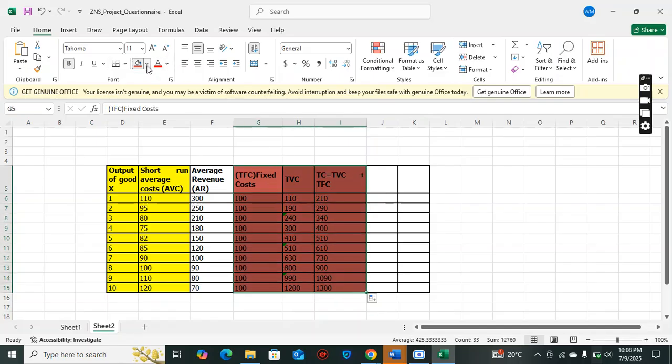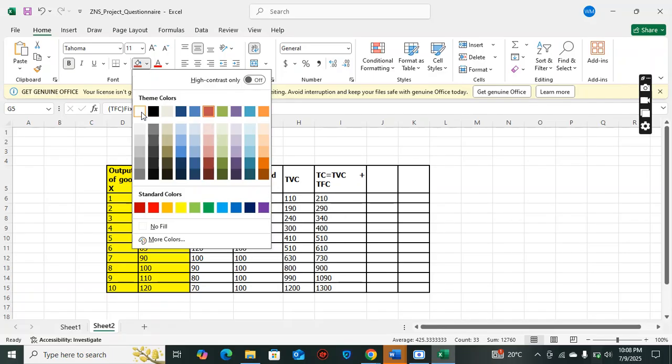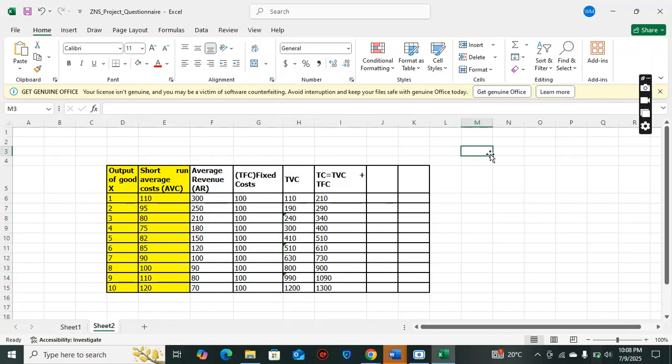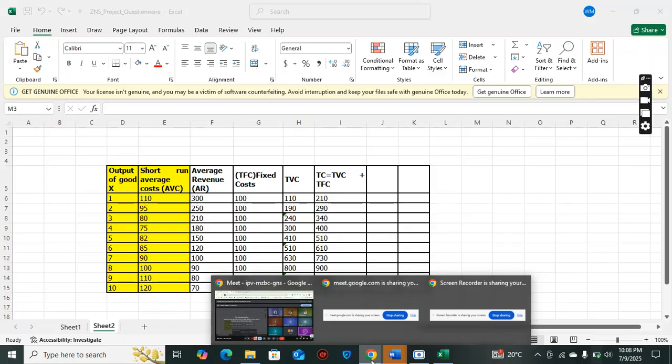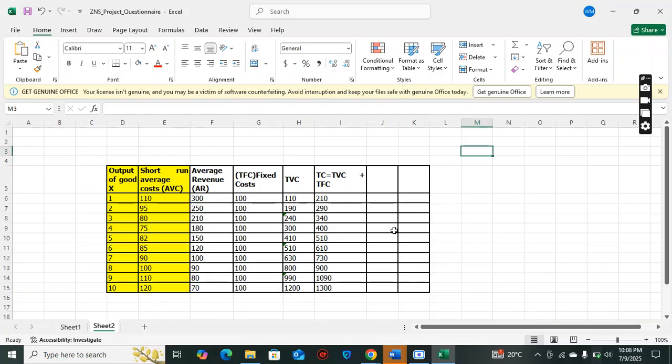Let me remove the coloring. How about now? Colleagues, are we all able to see my screen? Log out, Sam.